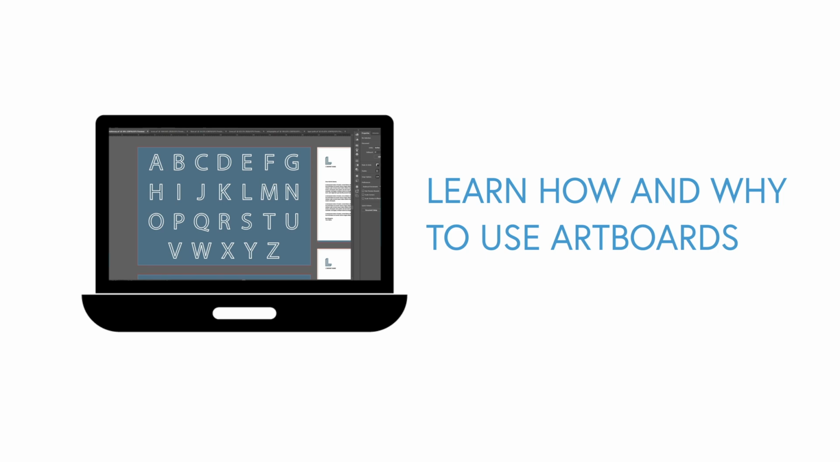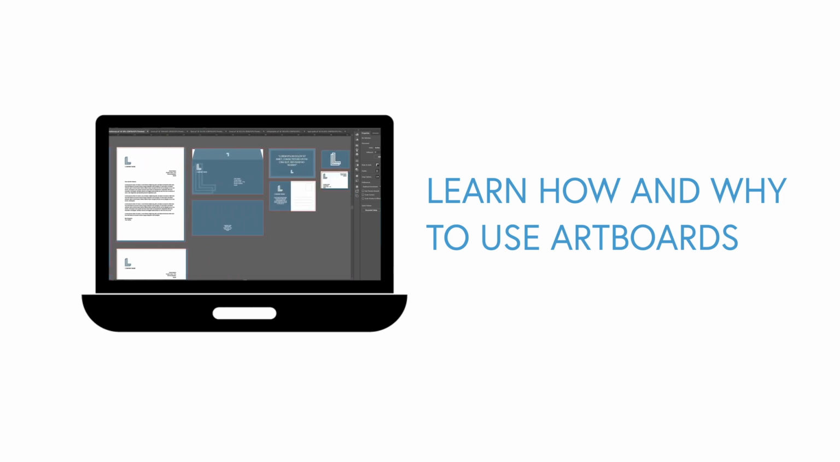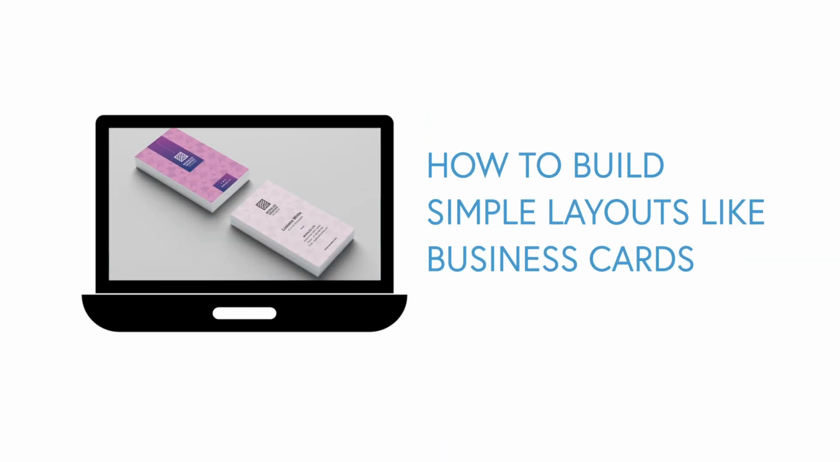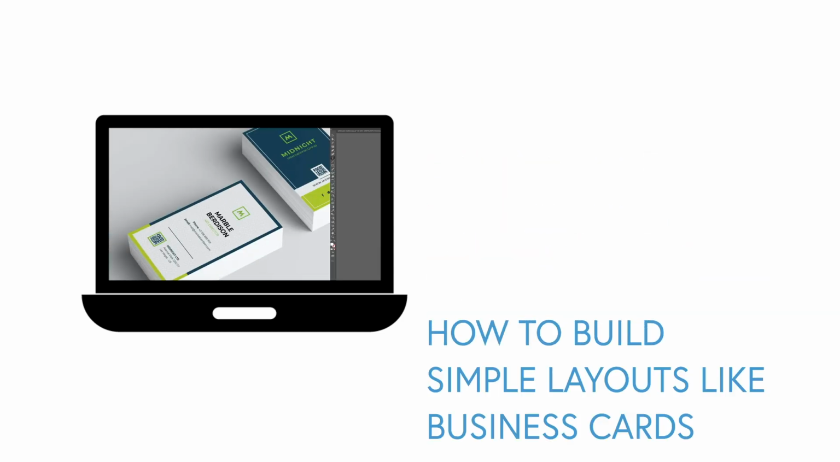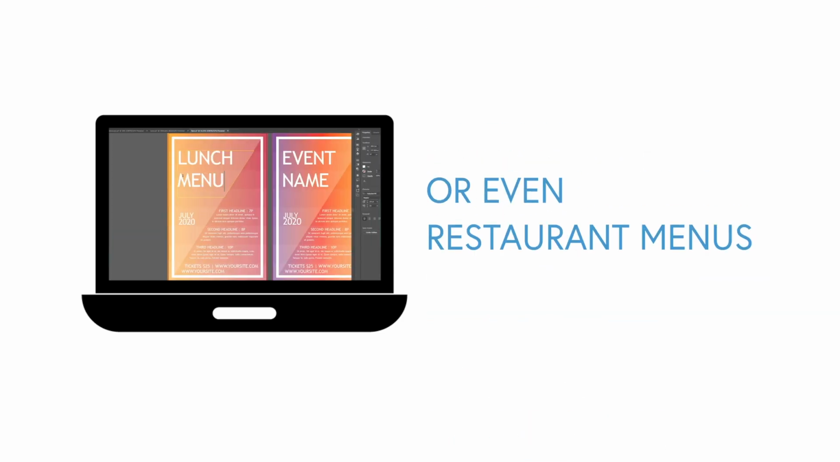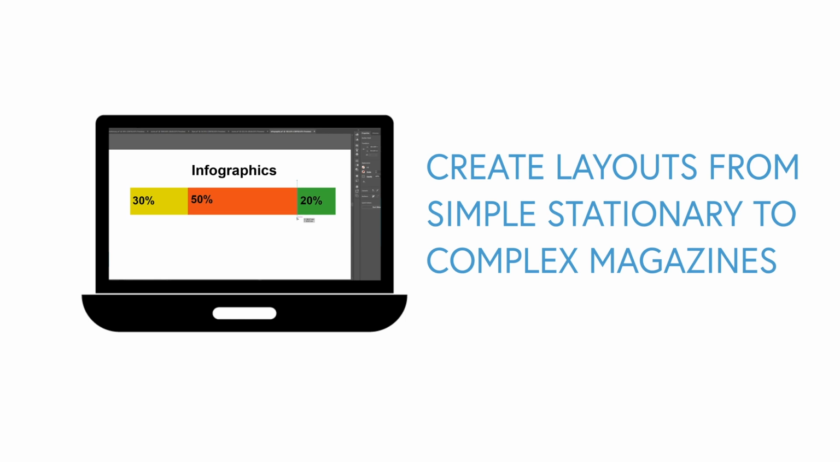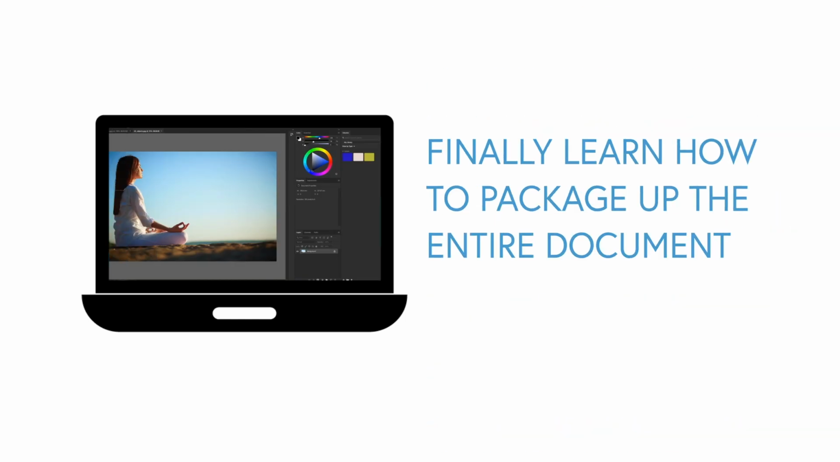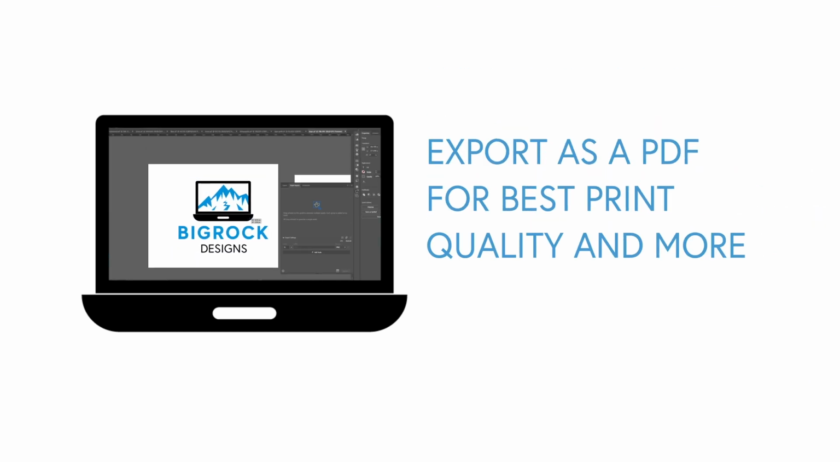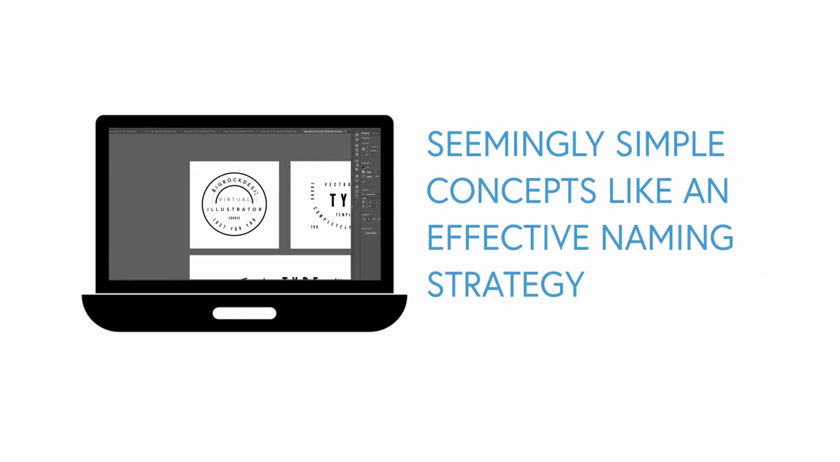In Illustrator, learn how and why to use artboards, how to build simple layouts like business cards or restaurant menus. We will move to InDesign and we will create layouts from simple stationery to complex magazines. Finally, learn how to package up the entire document, export as a PDF for best quality print and more. We'll even dig into seemingly simple concepts like an effective naming strategy.